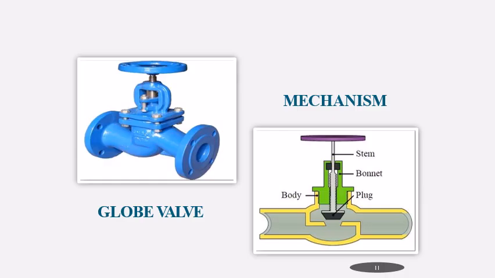This is an example of the globe valve. It consists of the stem, bonnet, plug and also the body.